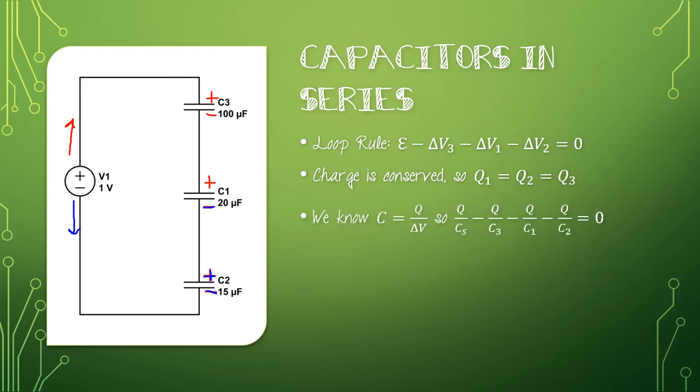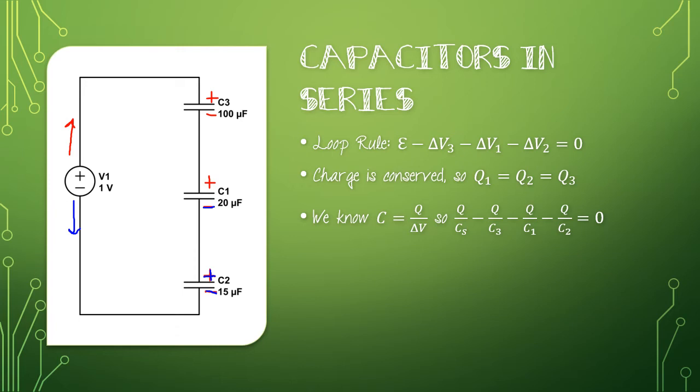So we know our general equation for capacitance is that capacitance is the charge divided by the potential difference. And so I'm going to use that equation in my loop rule to come up with a general expression for equivalent capacitance in series. I started off by saying that the EMF of the battery would be like the total charge divided by that equivalent capacitance, which I'm calling C sub S.